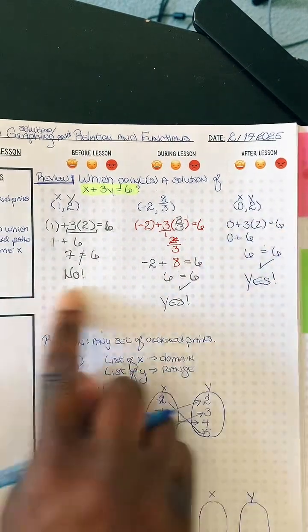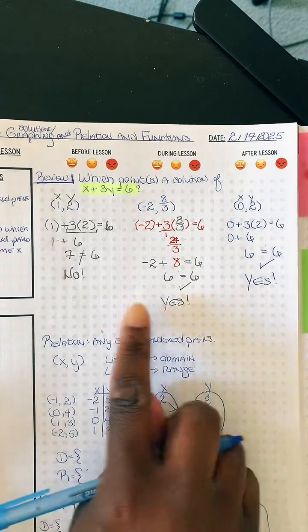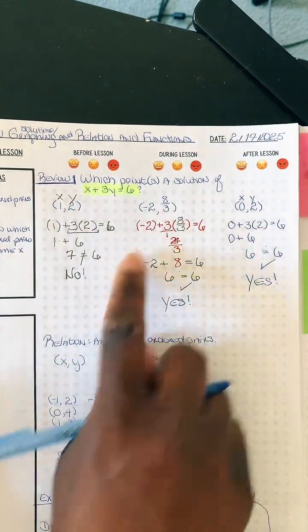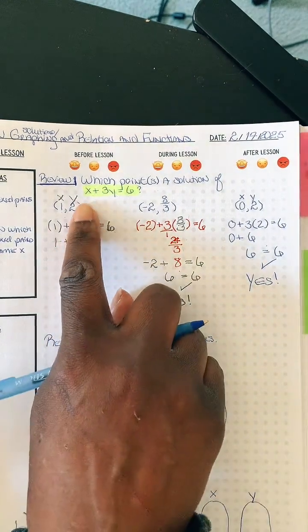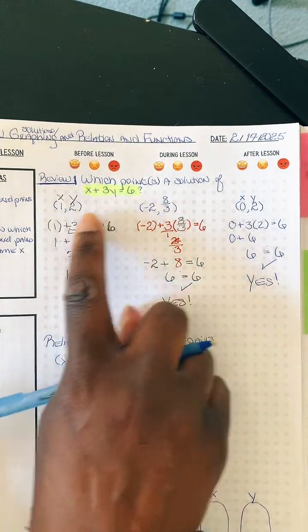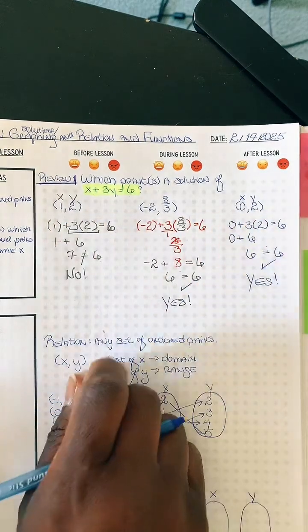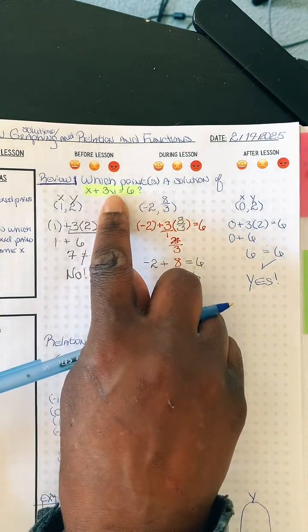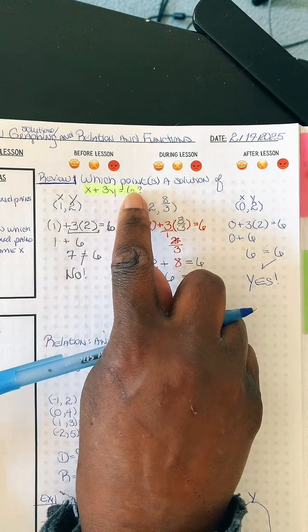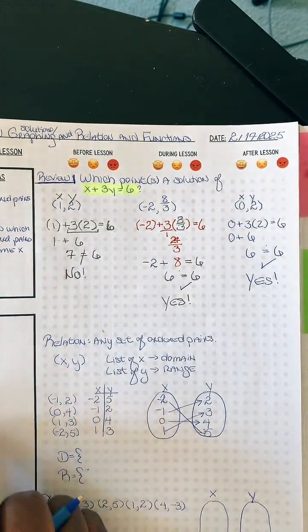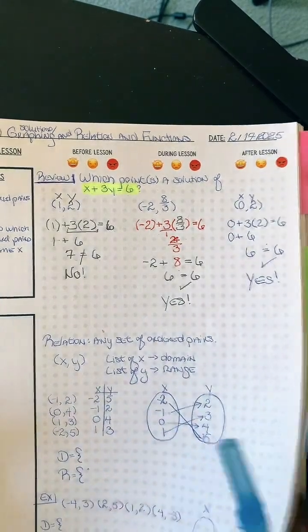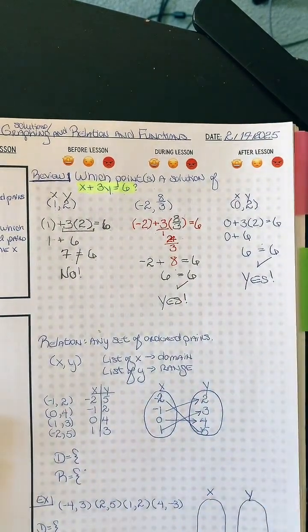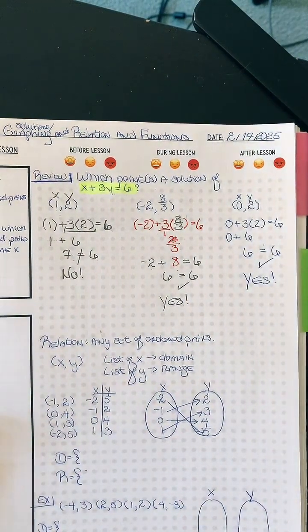So for those that are just coming in, no stress. We're kind of reviewing a little bit what we did on Friday. So anytime they give us an equation and a series of points, you just plug it in to see which one will give you that 6, what will give you a true statement. All right. So that was a little synopsis, very slim, on what we were doing last week.